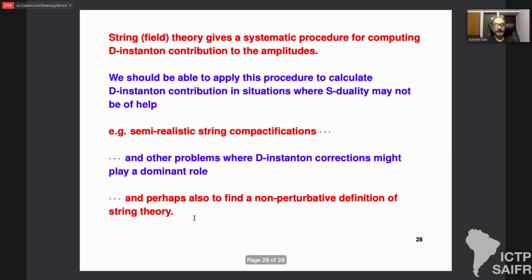So, final slide, conclusion. What we see from here is that string field theory gives a systematic procedure for computing D-instanton contribution to the amplitudes. So we should be able to apply this procedure to calculate D-instanton contribution in situations where SDLP may not be of help. For example, in semi-realistic string compactifications, other problems where D-instanton corrections might play a dominant role, and perhaps also to find a non-quadratic definition of string theory by summing over saddle points, as I mentioned earlier.